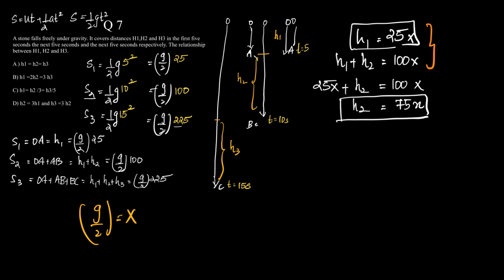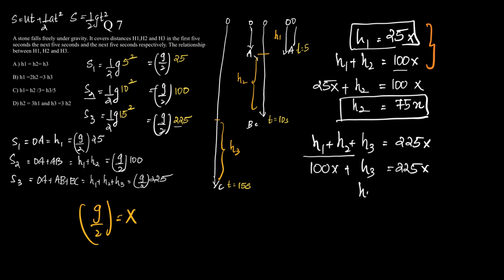Now what is the third relationship? h1 plus h2 plus h3 is equal to 225x. But what is h1 plus h2? It is 100x. So we have 100x plus h3 is equal to 225x. In which case, h3 is equal to 225 minus 100, which is 125x.